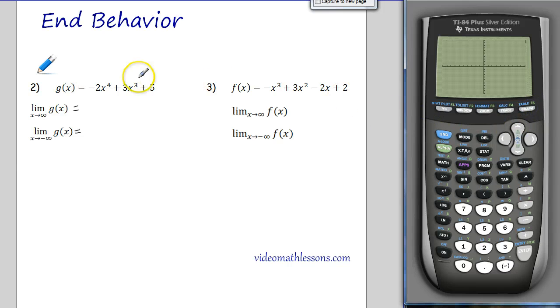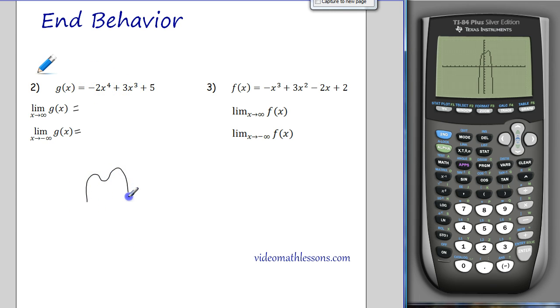And we'll hit graph. And since this is a fourth power, I'm thinking it's like some kind of a W shape. Since it's negative, it's going to be an upside down W, something like this. So that's what I'm thinking. We look at the graph. It's kind of banged up here in the middle, but it's a general shape.